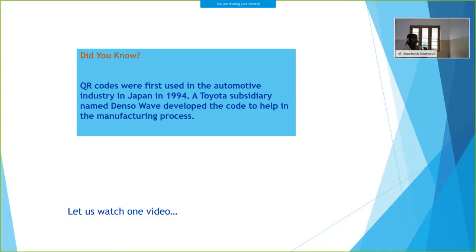QR codes were first used in the automotive industry in Japan in 1994. A Toyota subsidiary named Denso developed the code to help in the manufacturing process. Let us watch one video.